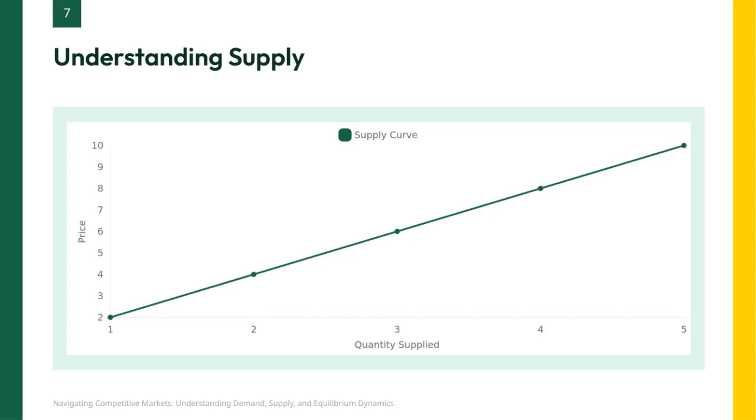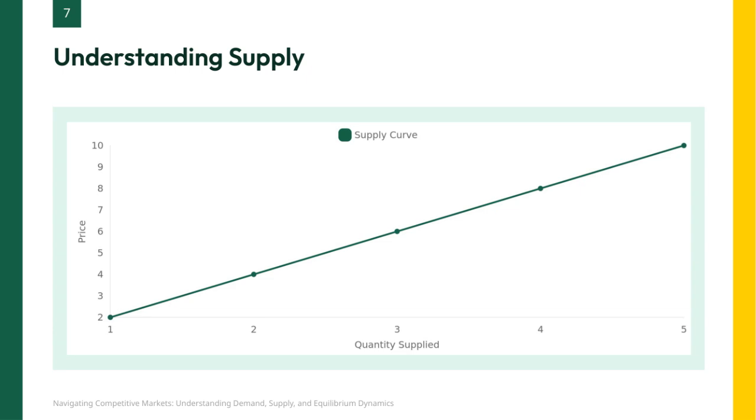Here we have a supply curve illustrating the relationship between price and quantity supplied. As you can see from the line graph, as the quantity supplied increases along the x-axis, the price also rises on the y-axis. This upward trend reflects a fundamental principle in economics. Suppliers are willing to offer more of a product at higher prices because it becomes more profitable to do so.